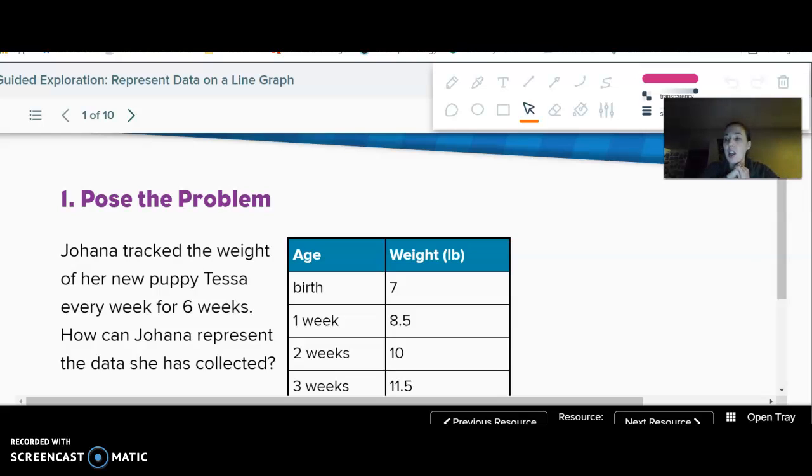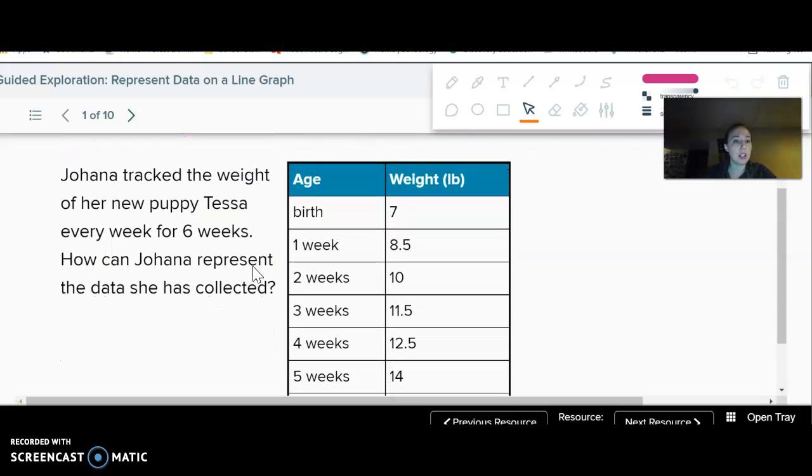All right, 12.9, represent data on a line graph. So, kind of a continuation from the last one, I can represent numerical data on a line graph. A little more focused on what the different parts are that we need to think about when we make the line graph.